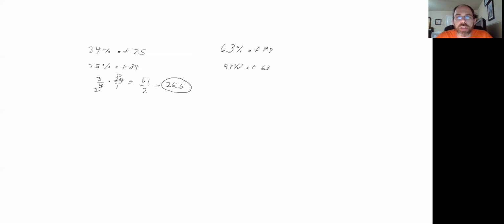Wait, doesn't this seem just as difficult to work? I say at a glance, yes, but if we stop and think about it a little, then maybe not so much. 99% is so close to what? You guessed it, 100%. It's so close to just being 63. In fact, it's only 1% less. Well, what is 1% of 63? All we need to do is move the decimal over. So it's basically going to be 100% of 63, which is 63, minus 1% of 63, which is 0.63.